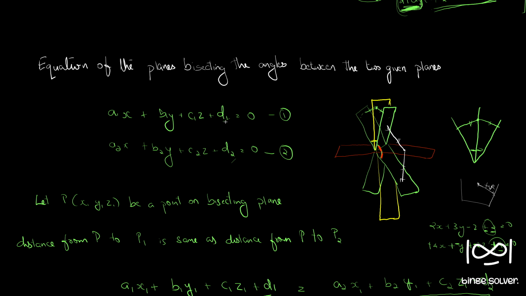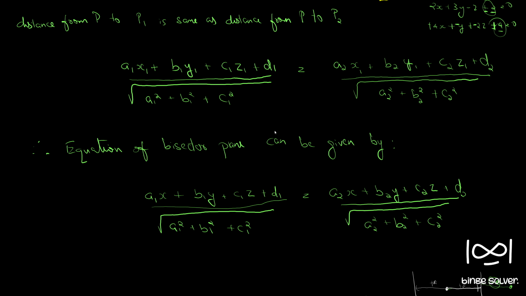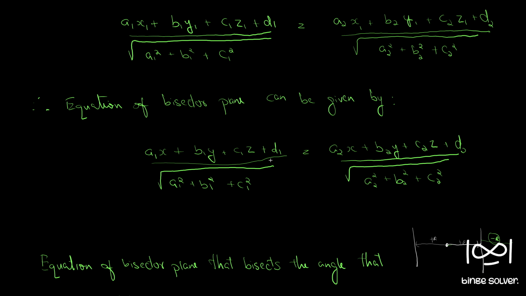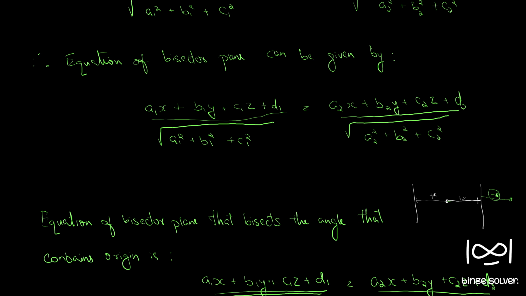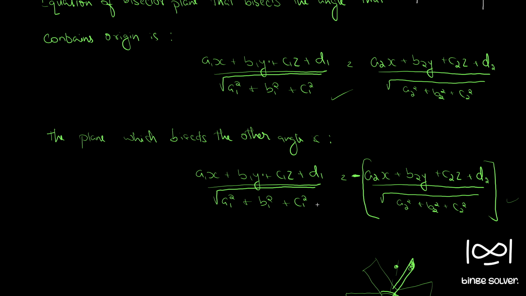So once we have placed d1 and d2 of same sign, then we can use these two situations. Here the equation of the bisector plane is given by this. This positive sign represents the bisector plane that bisects the angle which contains the origin, and this negative sign equation represents the equation of the bisector plane that does not contain the origin.